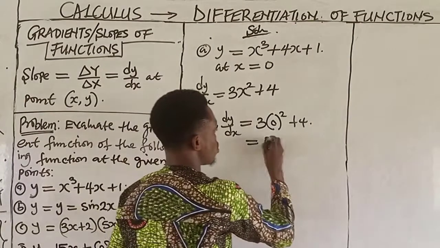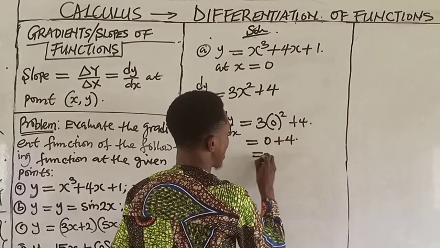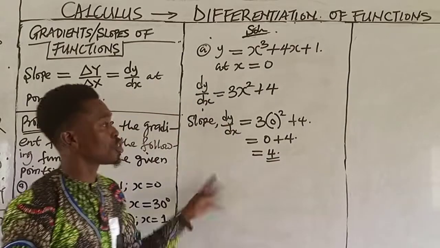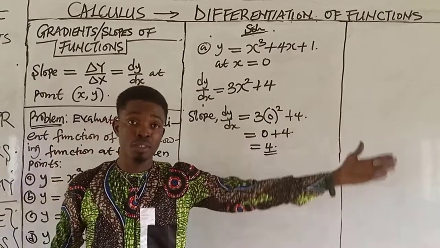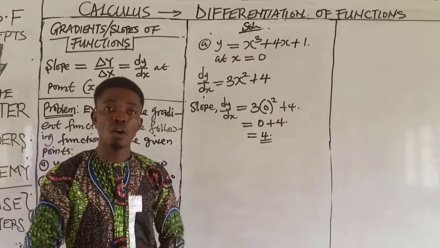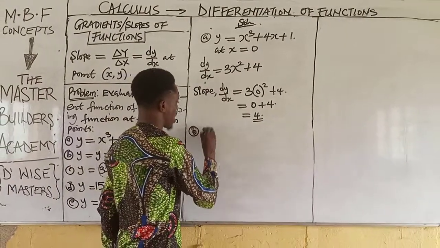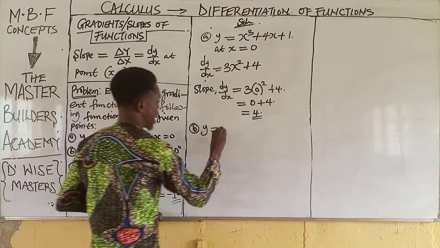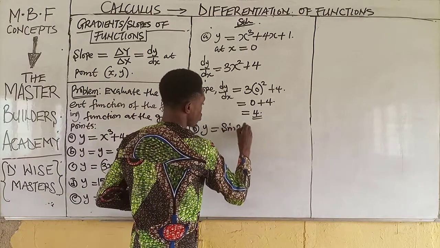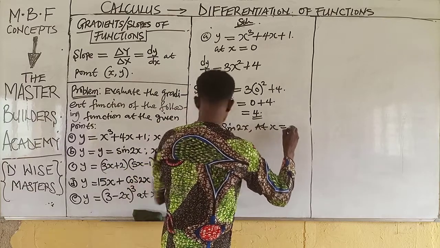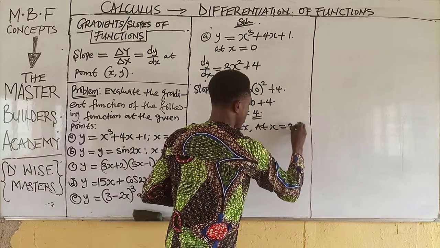So I have this as 0 plus 4. Finally, the slope is equal to 4. Therefore, the slope of this equation is equal to 4. It's as simple as that. Now, let's look at the next question. We have that y is equal to sine 2x at x is equal to 30 degrees.